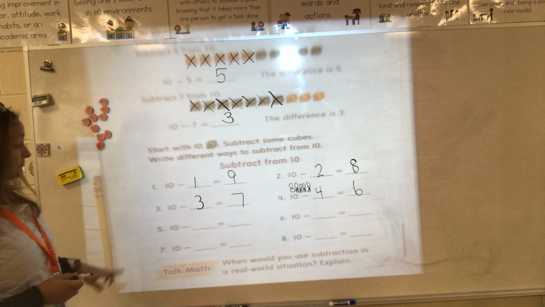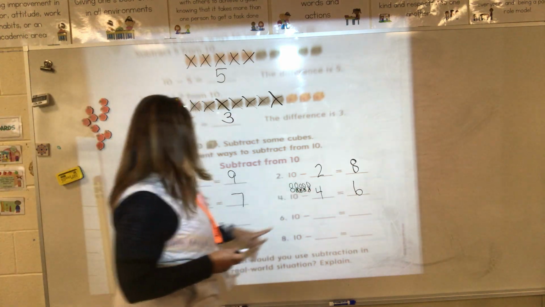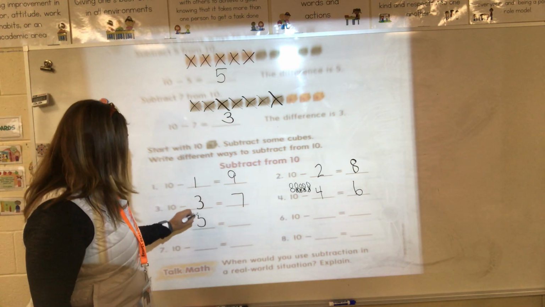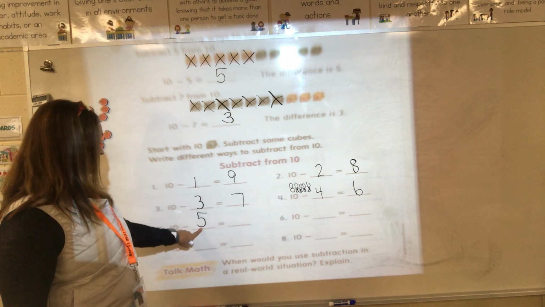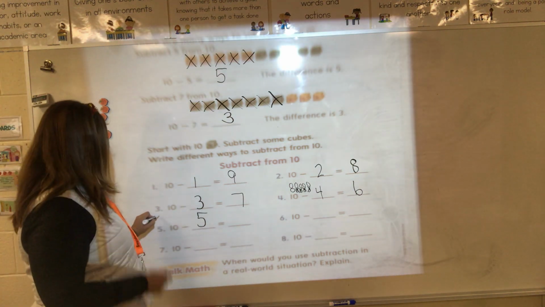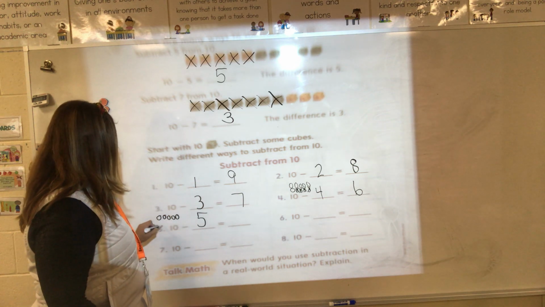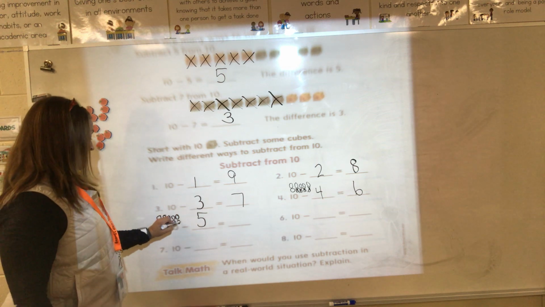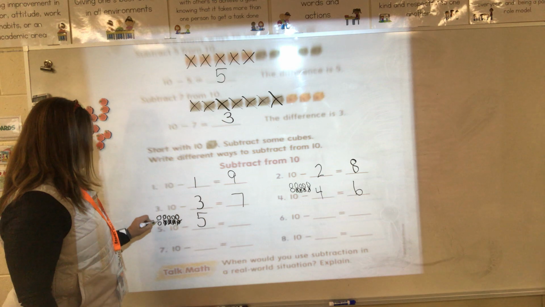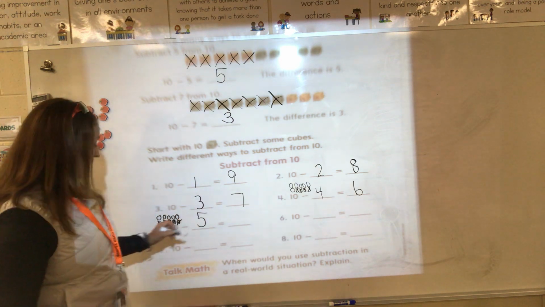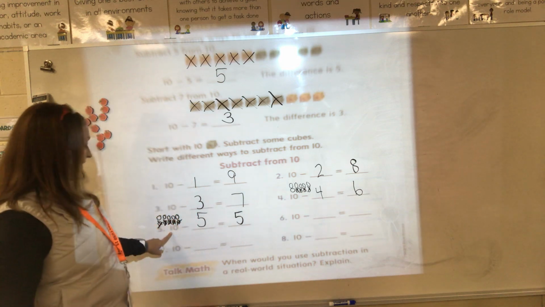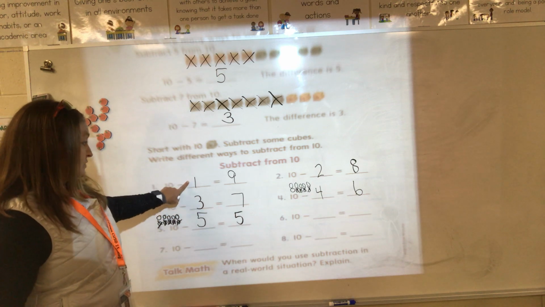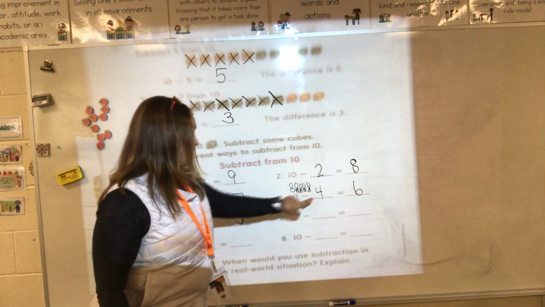Number 5. So I've used 1, I've used 2, I've used 3, and 4. So now I'm going to use 5. 10 minus 5. So again, if I need to draw a picture, I'm going to draw it. 1, 2, 3, 4, 5, 6, 7, 8, 9, 10. That's what I started with. I'm going to cross off 5. 1, 2, 3, 4, 5. That leaves me one group of 5. I have 5 left. So 10 minus 5 equals 5.